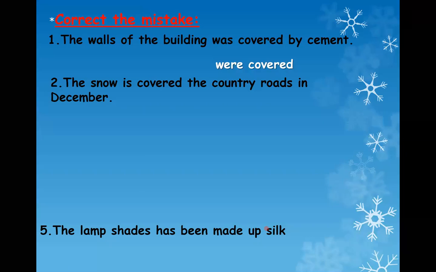was covered. You will change the places, my dear. Start with the country roads. Country roads was. No, they are more than one. We are still in the simple tense, in present. So the country roads are covered. Excellent. So the right answer is: the country roads are covered by snow. You can write in December or not.